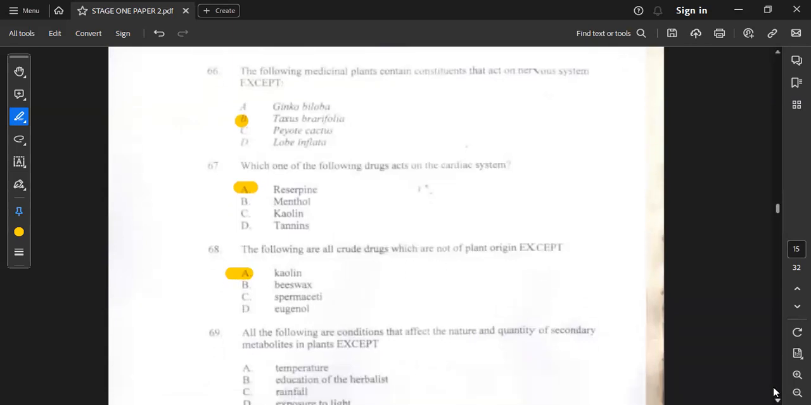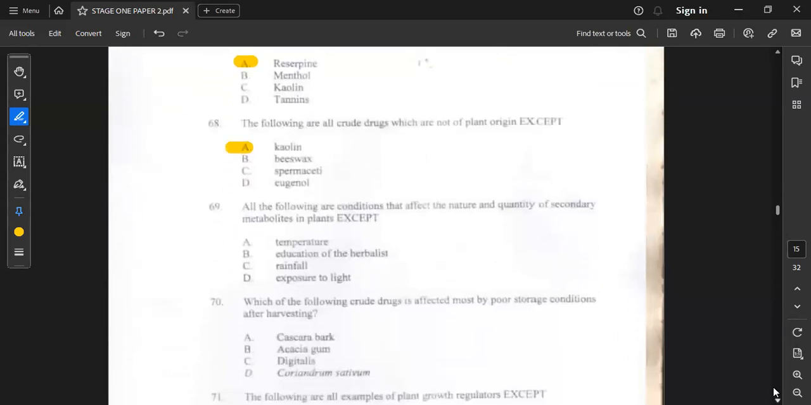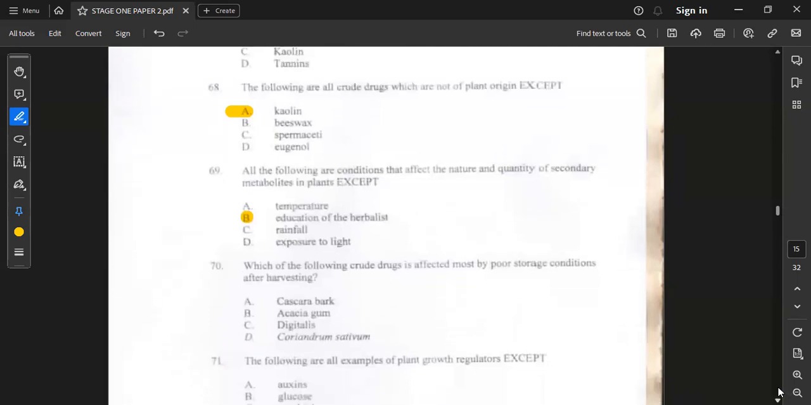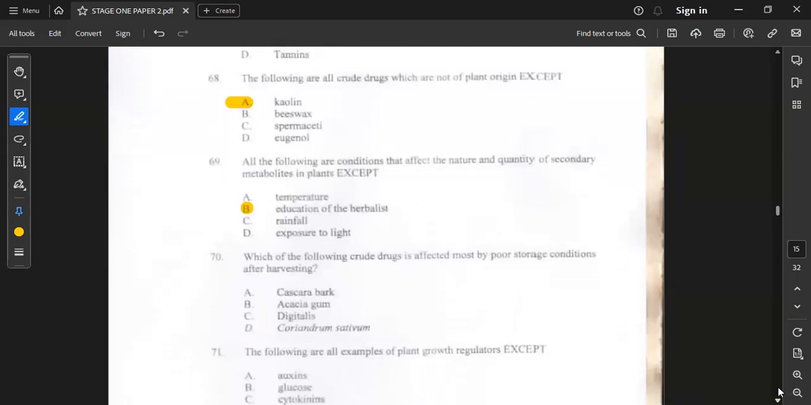Okay, anybody else with a different answer? All the following conditions that affect the nature and quantity of secondary metabolites in plants except temperature, education of the herbalist, rainfall, and exposure to the light. I don't think education of the herbalist matters. Anybody with an objection or has a different answer? I think number 68, it wants of plant origin. No, it's asking which are not of plant origin. Except.